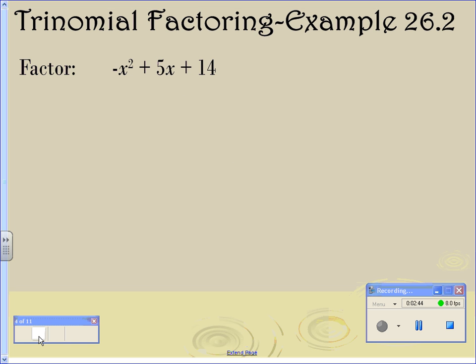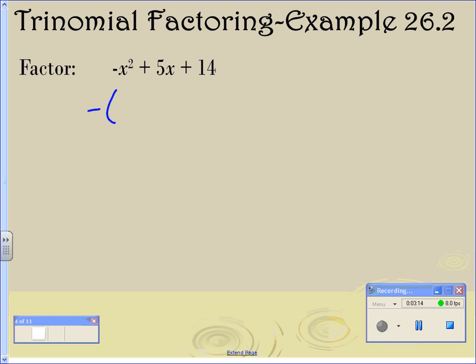Okay. Looking at this one. Negative x squared plus 5x plus 14. What is different about that? Nope, you wouldn't multiply the whole thing by negative. Why can't we multiply or divide by a negative? Is there an equal sign? So we can't actually get rid of it. Instead, we're going to have to just pull it out. We're going to factor it out.